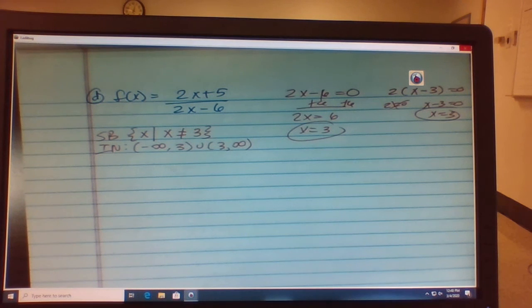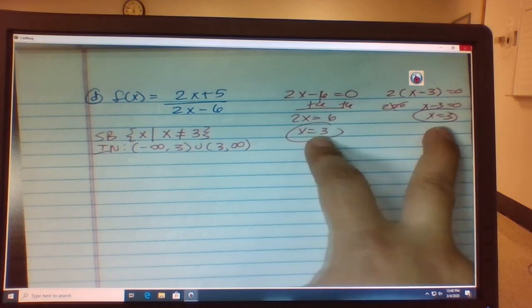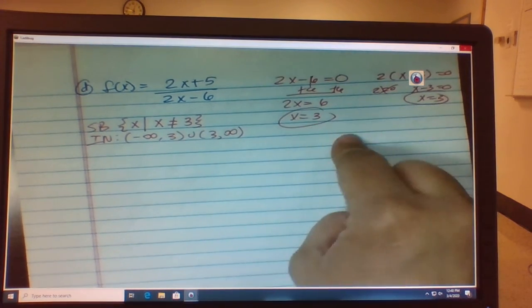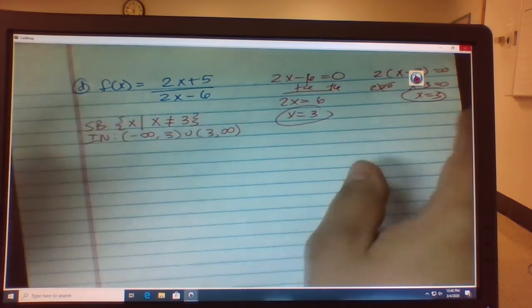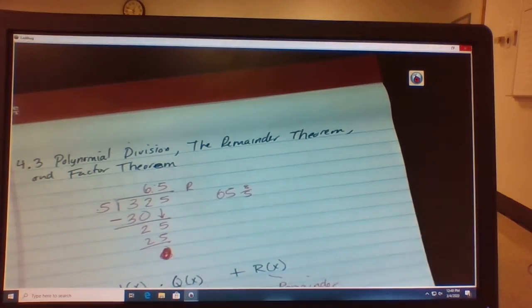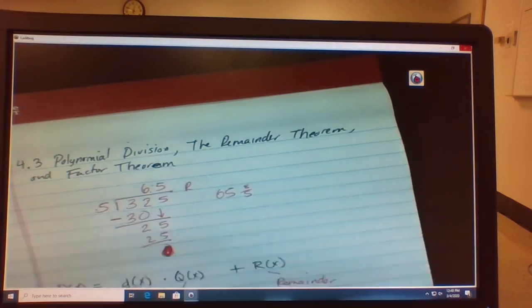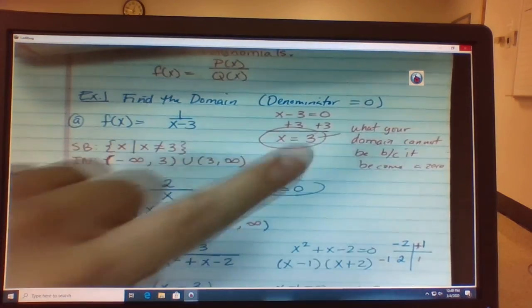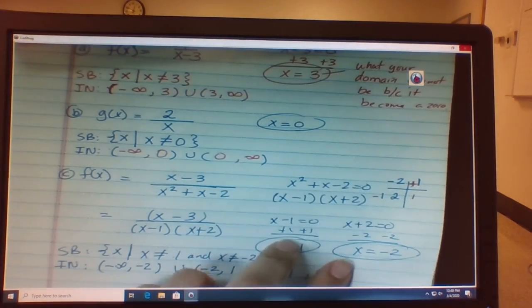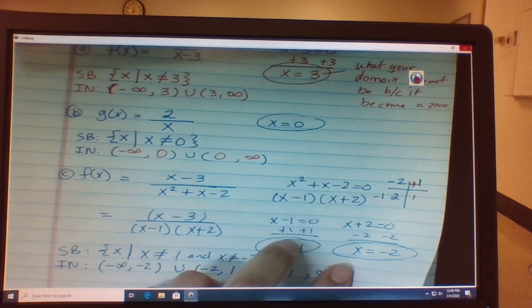So are we comfortable with the domain part? Something we've covered already. Yes? Now the next thing we're going into is vertical asymptotes. Vertical asymptotes, you work them out the same way, except the answers here are your vertical asymptotes. So just giving you a heads up. This is your vertical asymptote. This is your vertical asymptote. These are your vertical asymptotes. But we're going to do some right now.